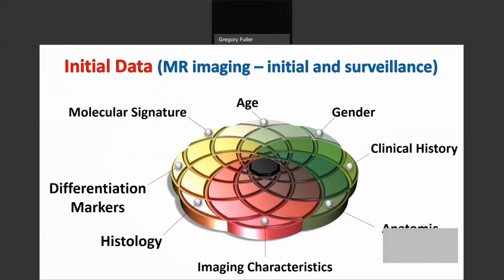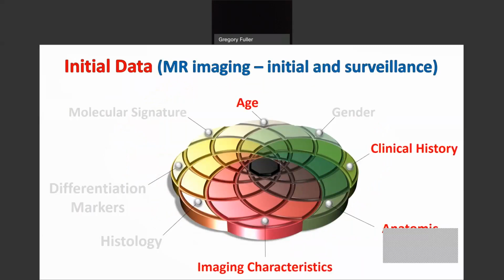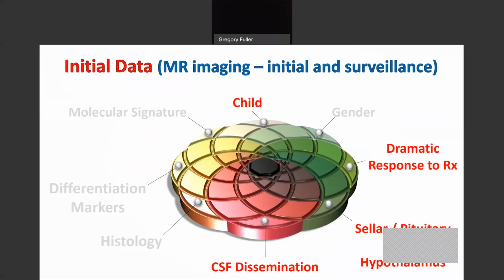All right, what initial data did I give you? How many can you fill in? Just from the MR, we had the age of the child. We have the clinical history. We have the anatomic location. We have the imaging characteristics, all right? Child, dramatic response to treatment, sellar pituitary stalk, hypothalamus. That was the critical part of the imaging, right? It wasn't just a sellar pituitary lesion. It was coming up through the stalk and heading posteriorly into the hypothalamus, and CSF dissemination from the imaging again, and then dramatic response to treatment.